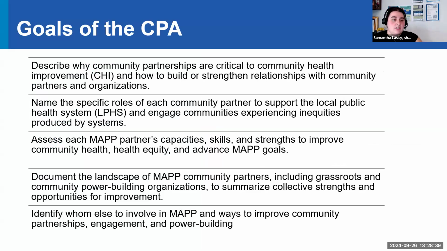So the goals of the CPA are really to describe why community partnerships are critical to the community health improvement plan and how to build or strengthen relationships with your community partners and organizations, name specific roles of each partner in the local public health system, and engage the community's experience in equity produced by these systems, to assess each partner's capabilities and skills, to document the landscape of community partners, including your grassroots and community power building organization, to really understand and summarize the collective strengths and areas for opportunities across the local public health system, and to identify whom else to involve in MAPP and ways to improve community partnerships, engagement, and power building.